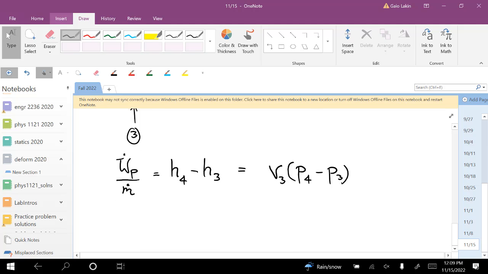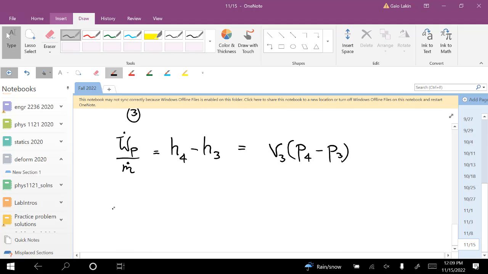Gotcha. And then the last one, state 4 to state 1. This is, again, isobaric. It's the boiler.